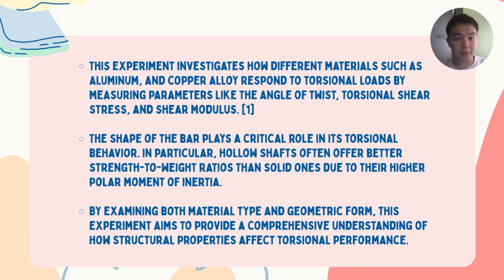This experiment investigates how different materials, such as aluminium and copper alloy, respond to torsional loads by measuring parameters like the angle of twist, torsional shear stress, and also the shear modulus. The shape of the bar plays a critical role in its torsional behavior. In particular, hollow shafts often offer better strength to weight ratios than solid ones due to the higher polar moment of inertia. We are investigating the hollow copper by examining both material type and geometric form. This experiment aims to provide a comprehensive understanding of how structural properties affect torsional performance.